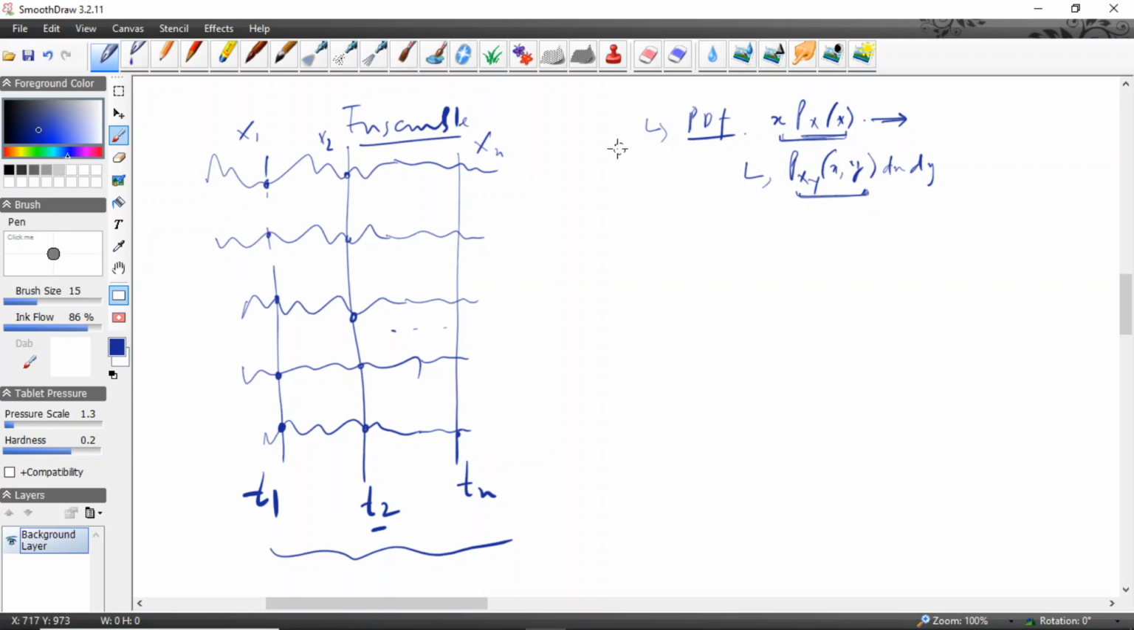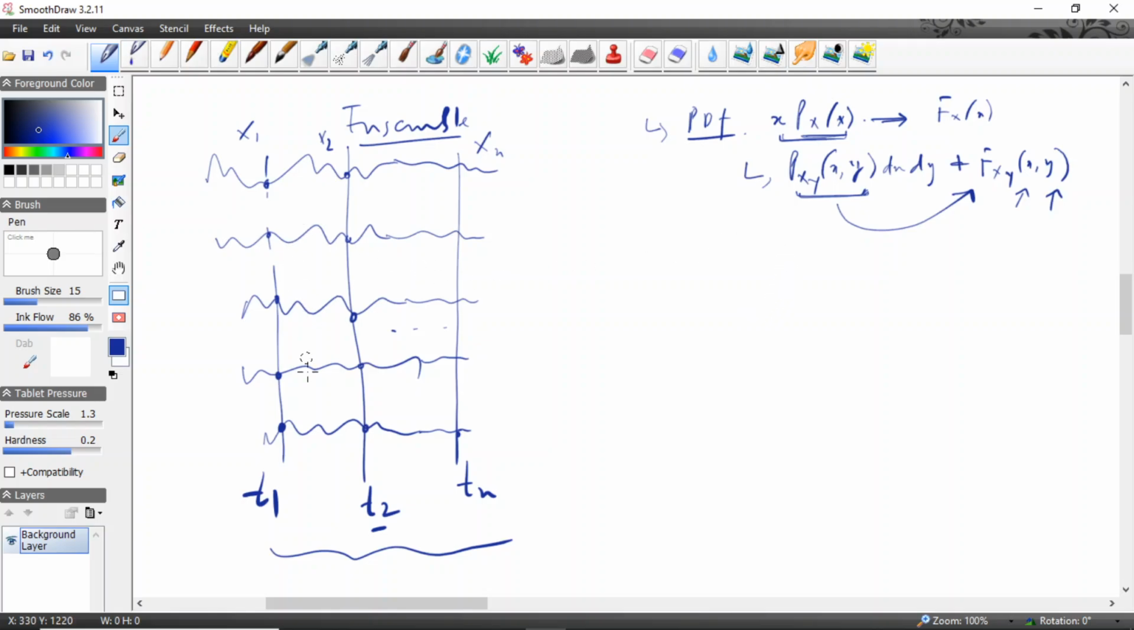Okay, or you can also characterize in terms of the CDF, like we have Fx of x, and here Fxy of x, y, that is the probability of X less than or equal to x and probability of Y less than or equal to y. Okay, and this can also be taken as the integral of the derivative of this function, and so on.